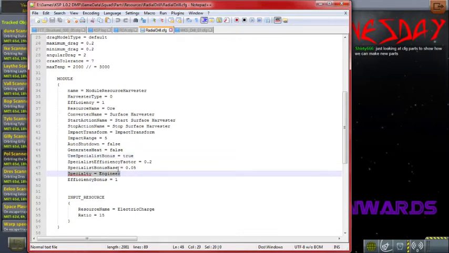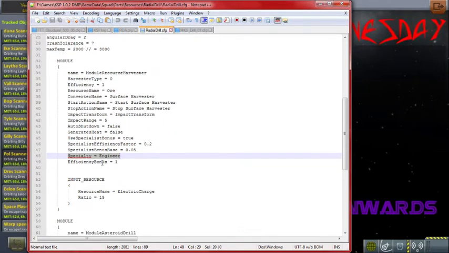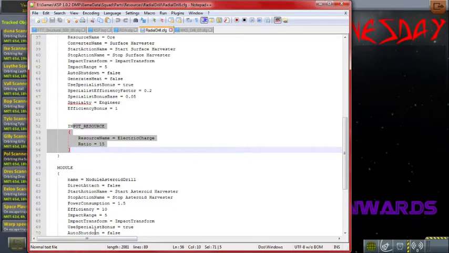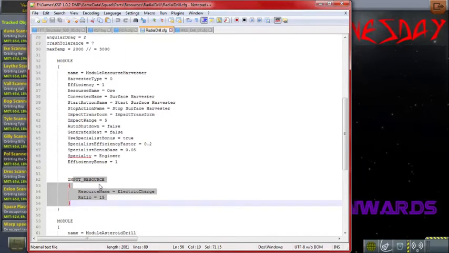Specialty engineer, that should be self-explanatory. It looks for engineer Kerbals being on your craft, and the engineers give your mechanics a boost. Efficiency bonus, well, same as these. Not quite sure why they're doing things quite so complicated, but oh well. What can one say? Input resource, pretty much self-explanatory. We've seen it many times before.